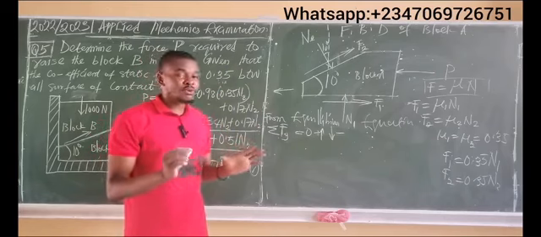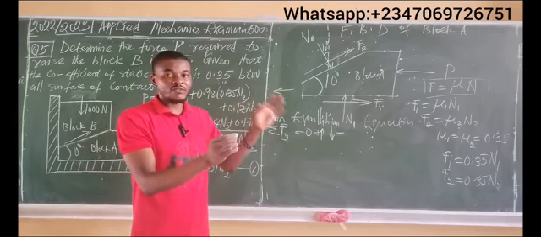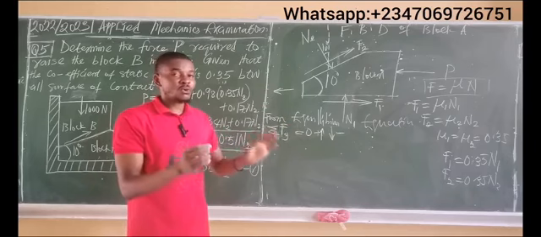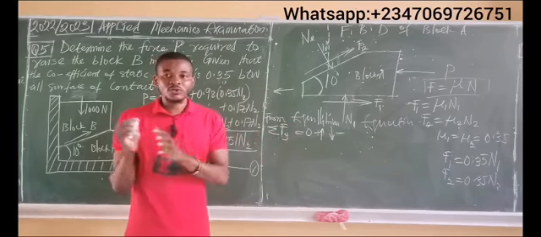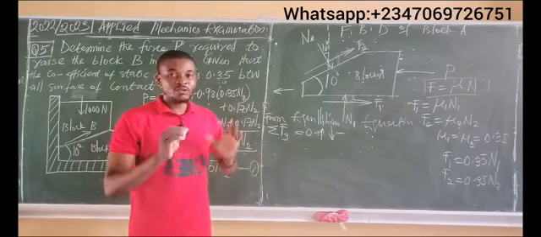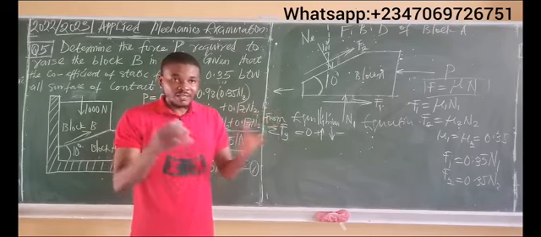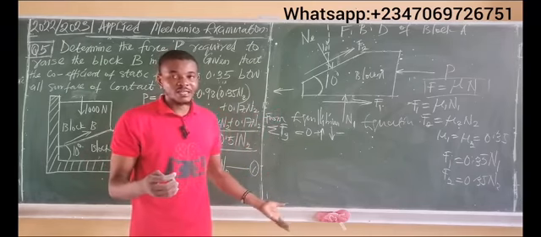So all you need to do is simple. You pick out the first free body diagram of the first block, then carry out your equilibrium equations. Summation of horizontal force, summation of vertical force, you're done. You move to the next diagram, do the same thing, summation of horizontal force, summation of vertical force, you're done. Then try to relate everything you get from it and see where it leads you.